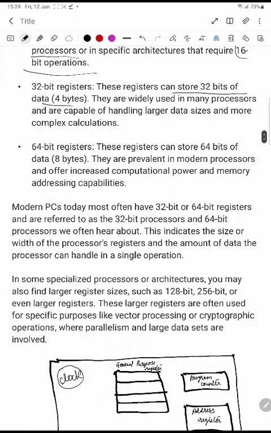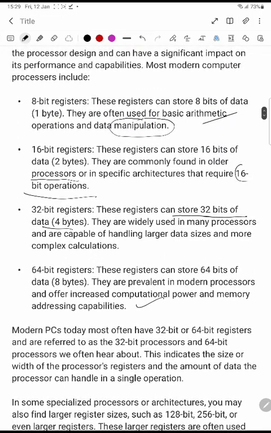Last one is 64-bit register. It will store 64 bits of data, that is 8 bytes. Nowadays, in the modern processors or the modern CPU, the 64-bit register is commonly used because of its high computational power and better memory addressing capability than the other registers.